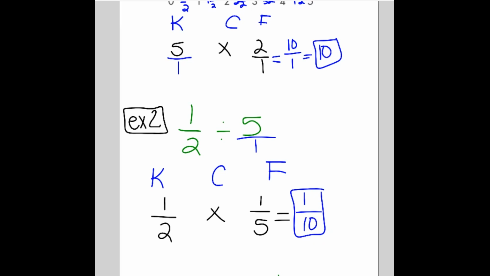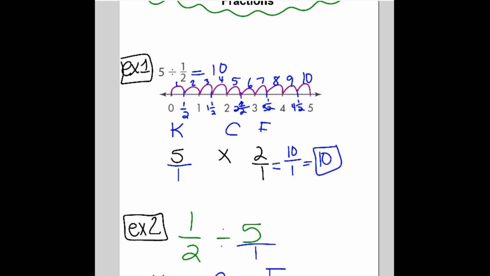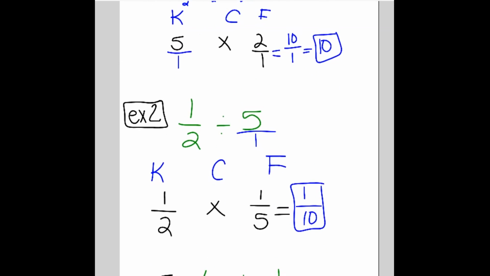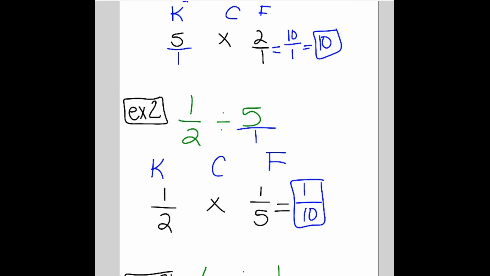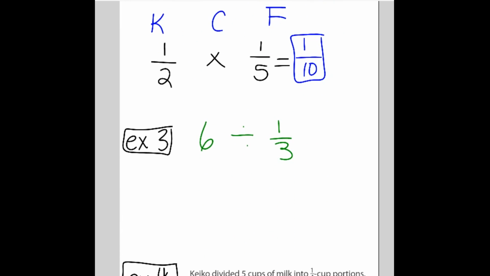So notice how if we start with a whole number, our answer ends up being a whole number when we're dividing. If we start with a fraction, then we're ending up with a fraction when we're dividing. And that's true all the time. So if you start with the whole number, you're going to end up with a whole number. If you start with a fraction, you're going to end up with a fraction when we're dividing fractions and whole numbers. Let's do example 3.